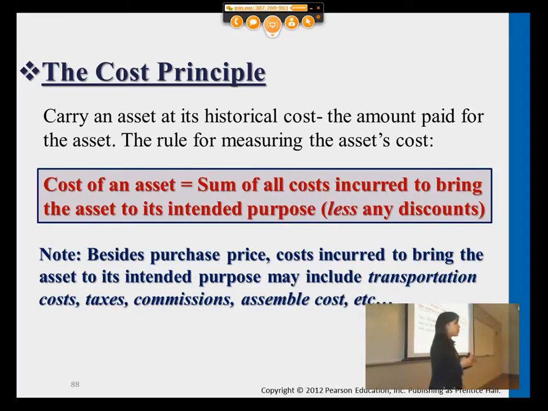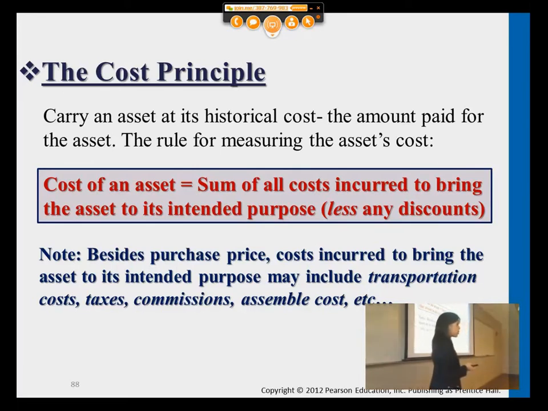And let's say you purchase another type of equipment, you also have assemble costs. You hire people, workers, to help you assemble the machine before you actually start using it to produce the products. Then any assemble cost would also be added to that journal entry. Okay, so basically any cost incurred before the asset can start to be used in the business will need to be summarized in that entry.